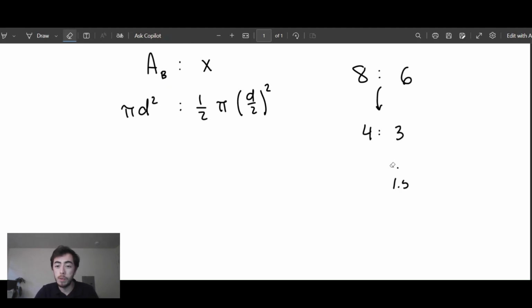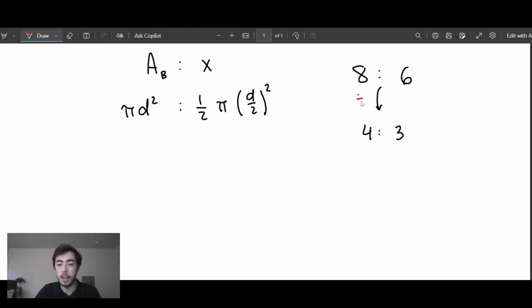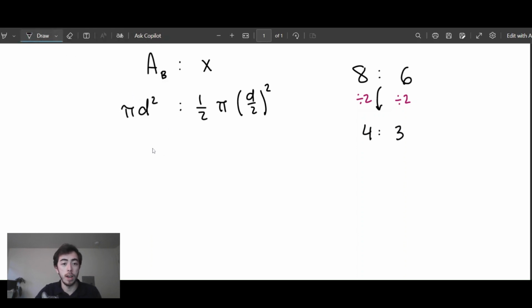So when we're working with ratios, you can find common factors on the left and right sides. Here I'm dividing both of these by 2, and it's still considered to be an equivalent ratio. So here I'll divide both sides by pi, effectively just getting rid of that pi factor. So I get d squared compared to 1/2 (d over 2) squared.